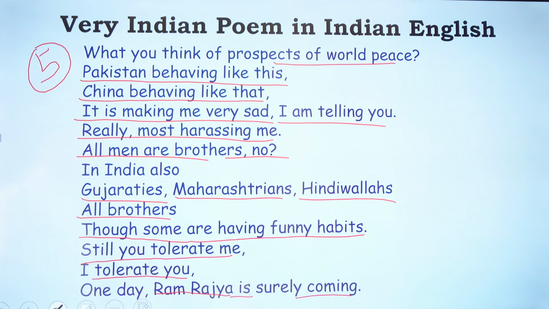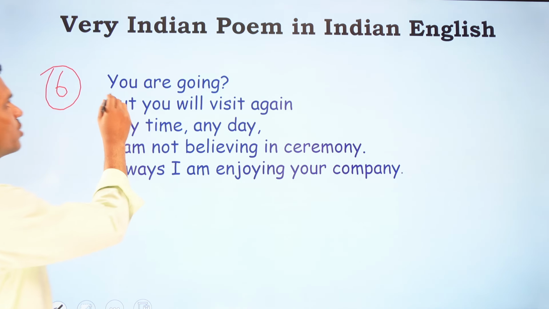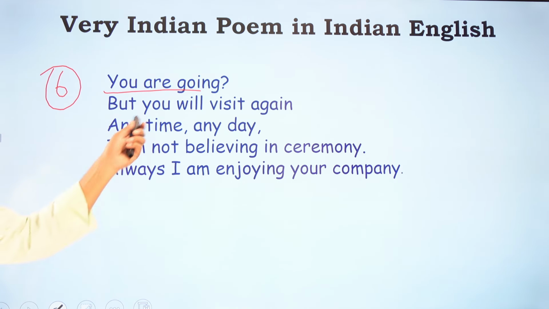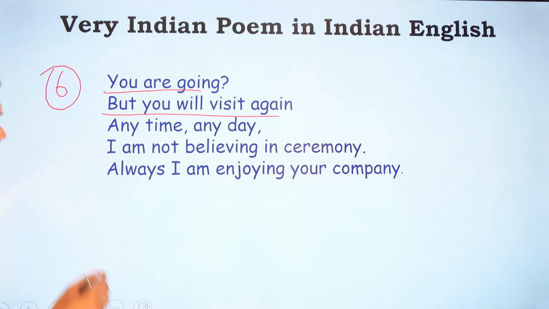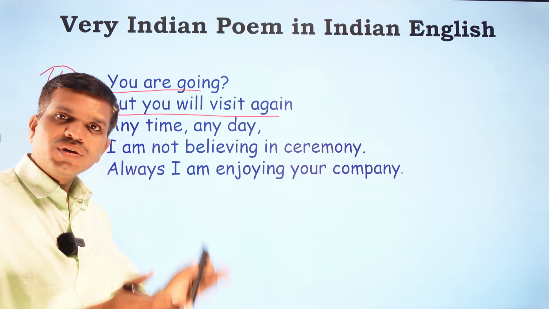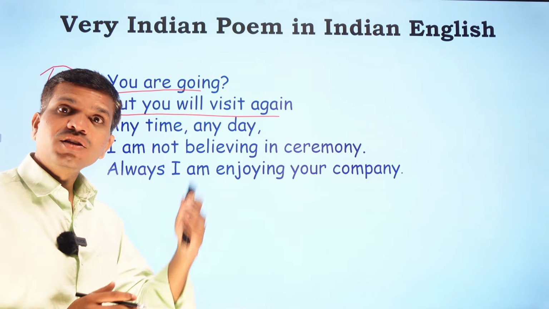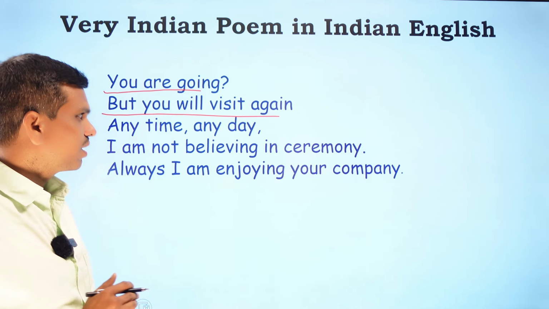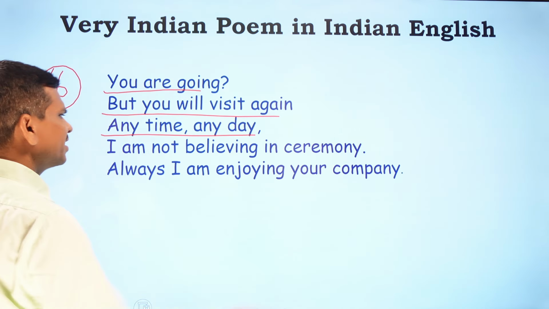Let's move to the last stanza of the poem, and here we find the last stanza. This is stanza 6. Here you see, you are going. Now who is going? The reader is going. But you will visit again. But you will come again to me, or you will come to the principles of Mahatma Gandhi. You will come to Mahatma Gandhi. You will understand Mahatma Gandhi. You will understand his philosophy of peace, non-violence and coexistence. Anytime, any day. So you will return anytime, any day.